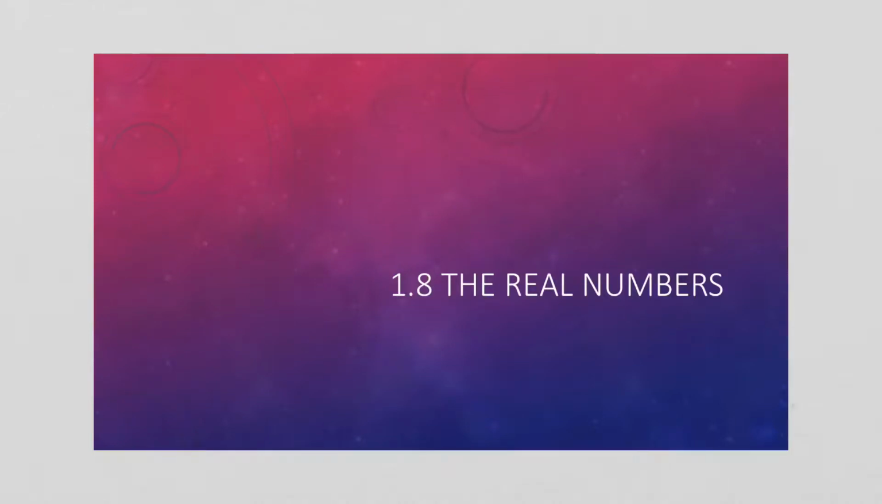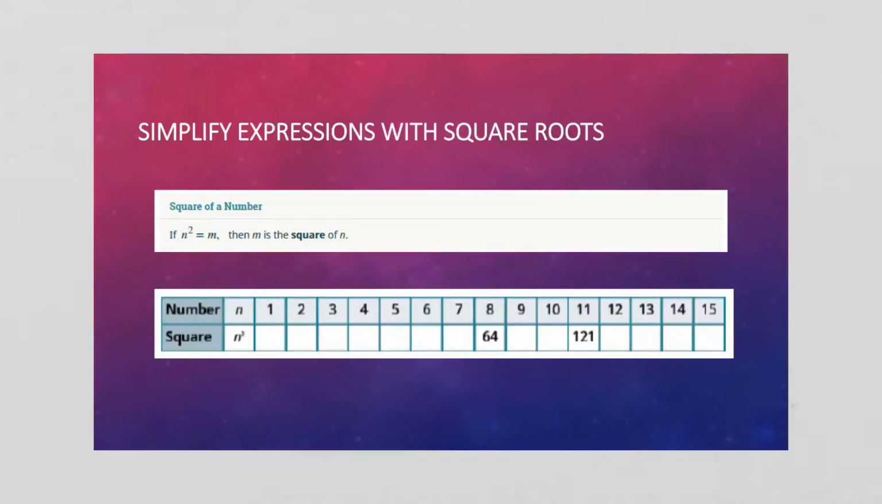Okay, so now we're going to talk about the real numbers. Let's get some vocabulary out of the way first. If I say that I want to find the square of a number, then I am looking for that number times itself. So I'm just going to create or finish this chart down here at the bottom, and we're going to talk about the square of each of these numbers.